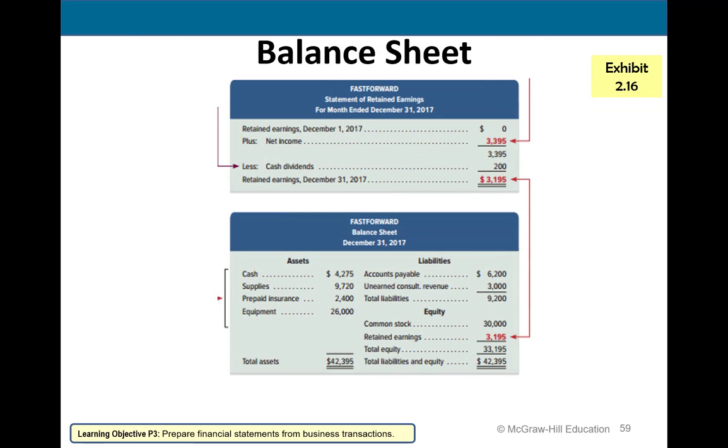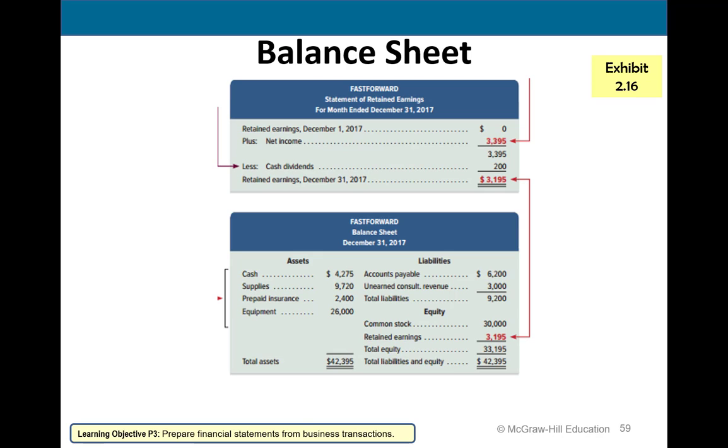This balance sheet shows the financial condition at the close of business on December 31st. The left side of the balance sheet lists all the assets: cash, supplies, prepaid insurance, and equipment. The upper right-hand side of the balance sheet shows that it owes $6,200 to creditors and $3,000 was received for service in advance.